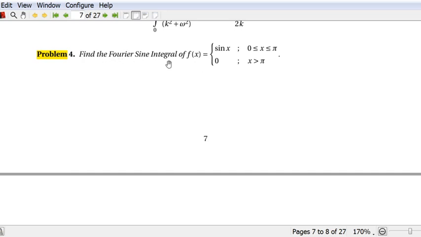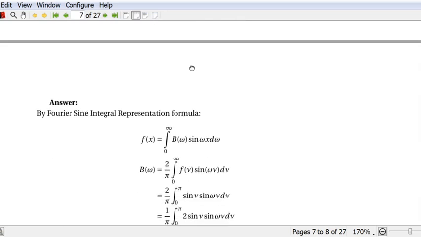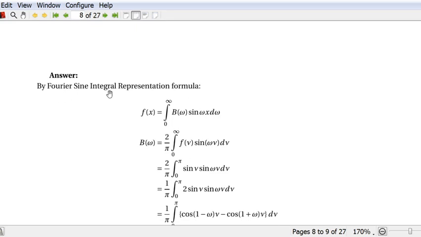Find the Fourier sine integral of f of x equal to sin x when 0 less than or equal to x less than or equal to pi, and 0 for all x greater than pi. So here we are going to use the Fourier sine integral representation formula. By the Fourier sine integral representation formula, the given function f of x can be written as a continuous summation of sine functions, that is, integral 0 to infinity b of omega sin omega x d omega. Here we have to find b of omega.